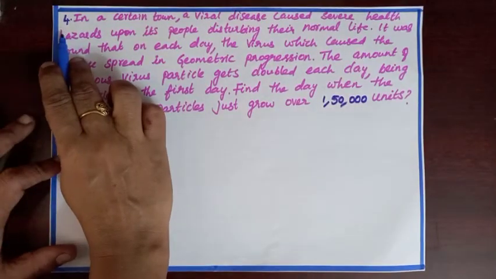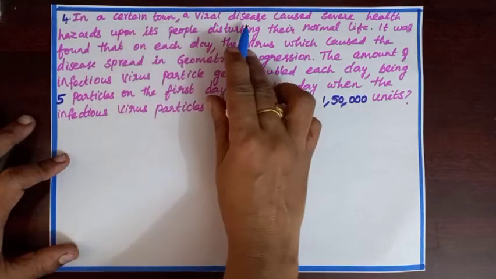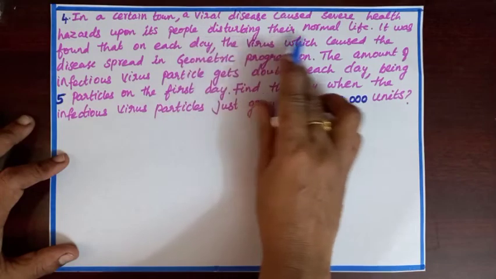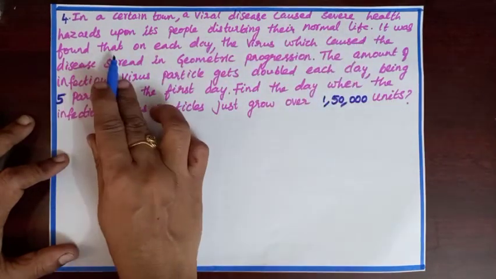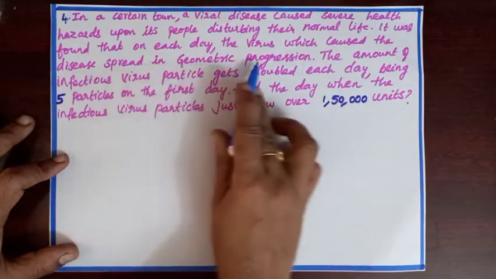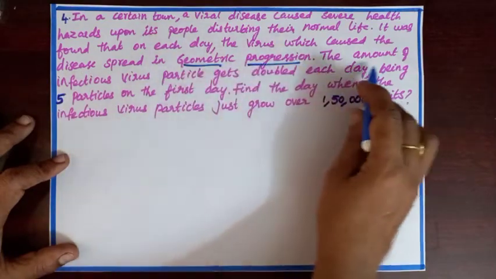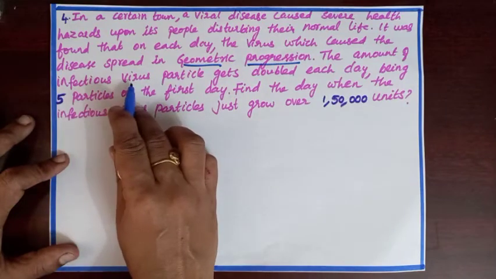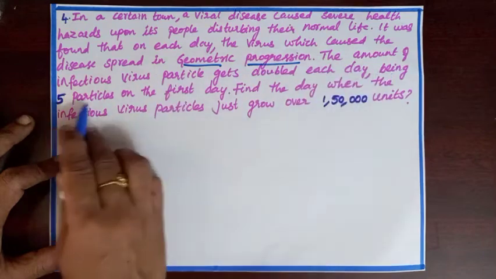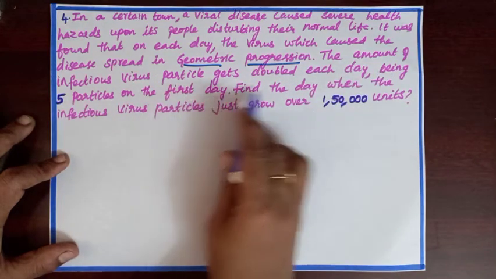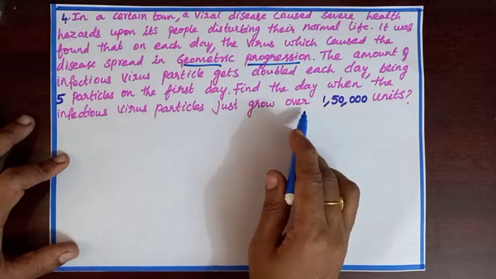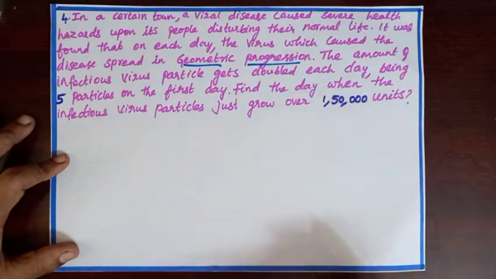Question number 4. In a certain town, a viral disease caused a severe health hazard upon its people, disturbing their normal life. It was found that on each day, the virus which caused the disease spread in geometric progression. The amount of infectious virus particles gets doubled each day, being 5 particles on the first day. Find the day when the infectious virus particles just grow over 1,50,000 units.